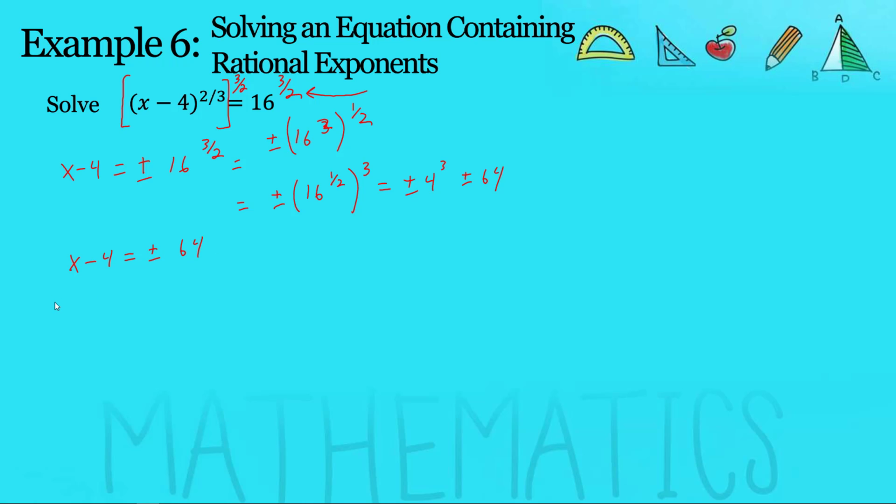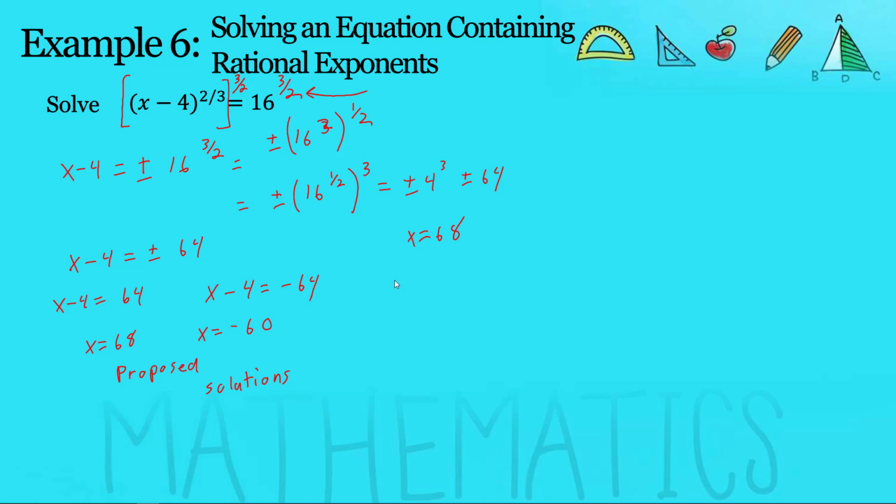And of course we have two equations. That will be x minus 4 is equal to 64, and x minus 4 is equal to negative 64. In this particular case, we will have x is equal to 68, and here we will have x is equal to negative 60. Now we need to evaluate both solutions against the original equation to make sure that they are indeed solutions to this problem, because right now they're just proposed. And so let's go ahead and do that. Let's first take a look at x is equal to 68.